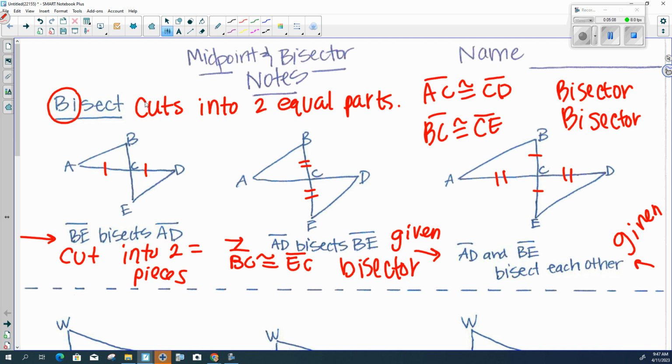Excuse me. Okay, let's go back to the first one. So we know that they're bisected. This would be given. Okay, and what congruence statement could we make because that was given to us?